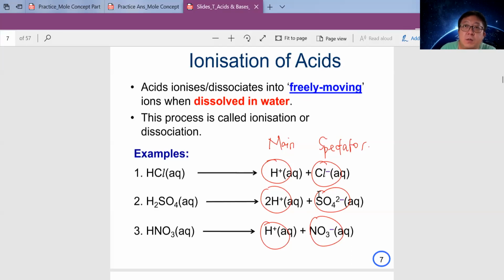Sorry, yeah lah, it's like that. COVID-19, no spectator. But now we're not in COVID-19.